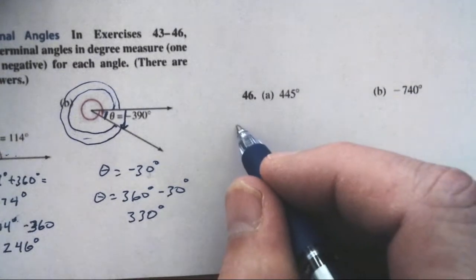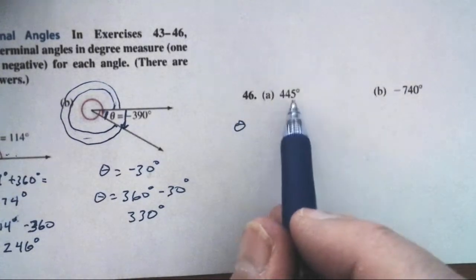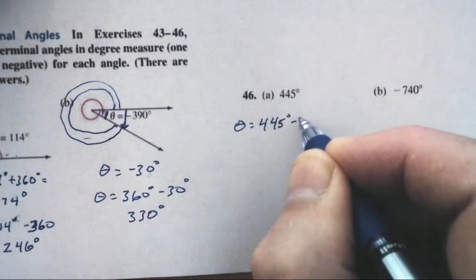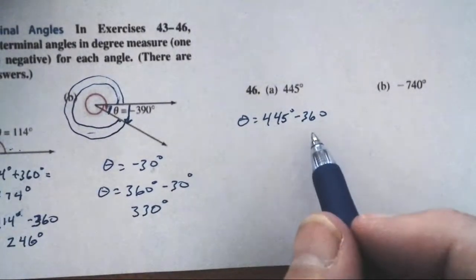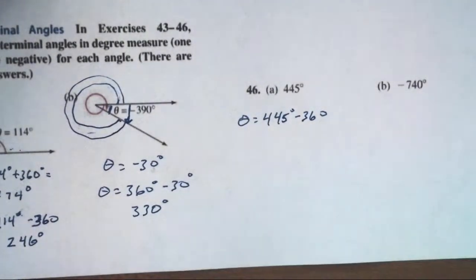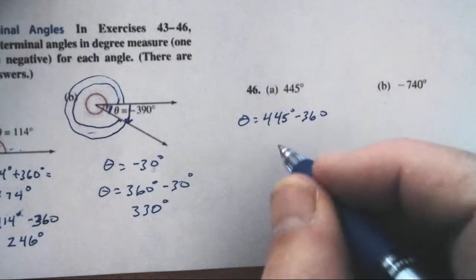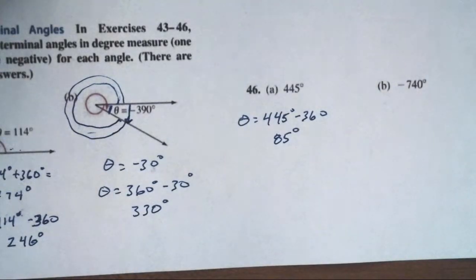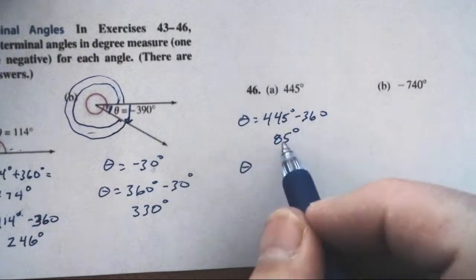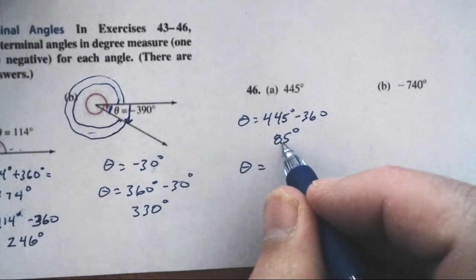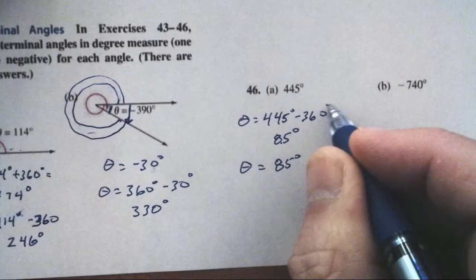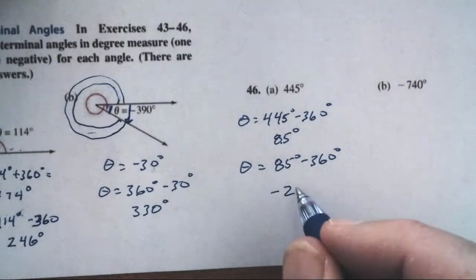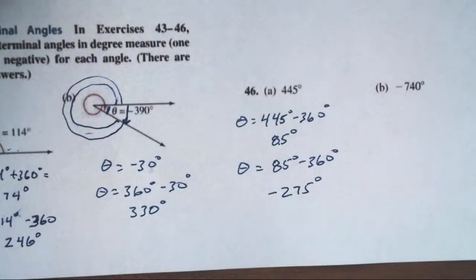So 445, let's do this without a diagram. 445, hopefully we notice that's more than a full revolution. So I could subtract a revolution from that. And what do we get here? 445 minus 360, we get 85 degrees. And then that's our positive answer. Let's get a negative one. Well, let's just spin around backwards again. Let's take 85 degrees minus another 360 degrees, and we get negative 275 degrees.